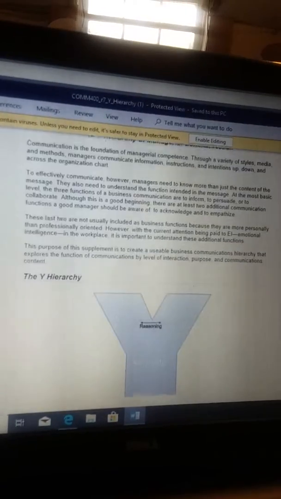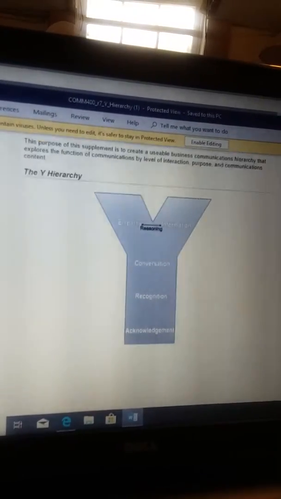Scrolling down, you'll see the diagram, and I'll continue reading.